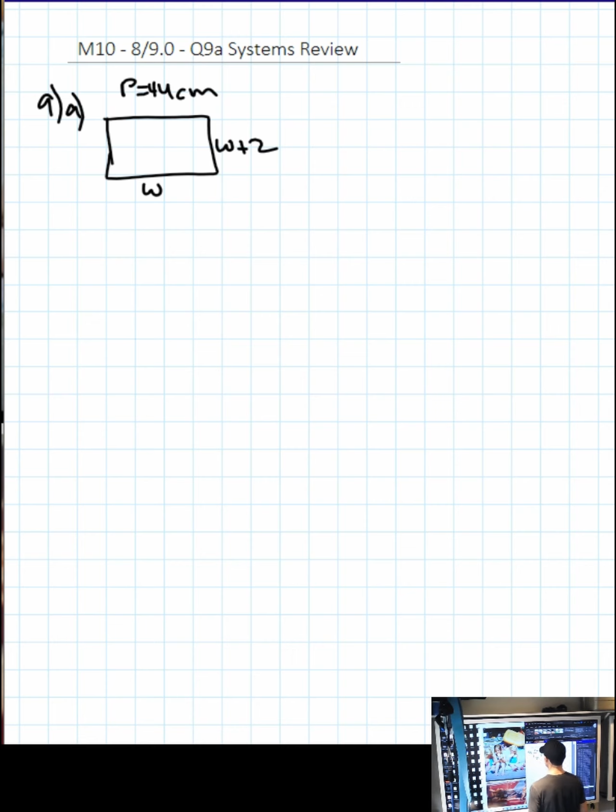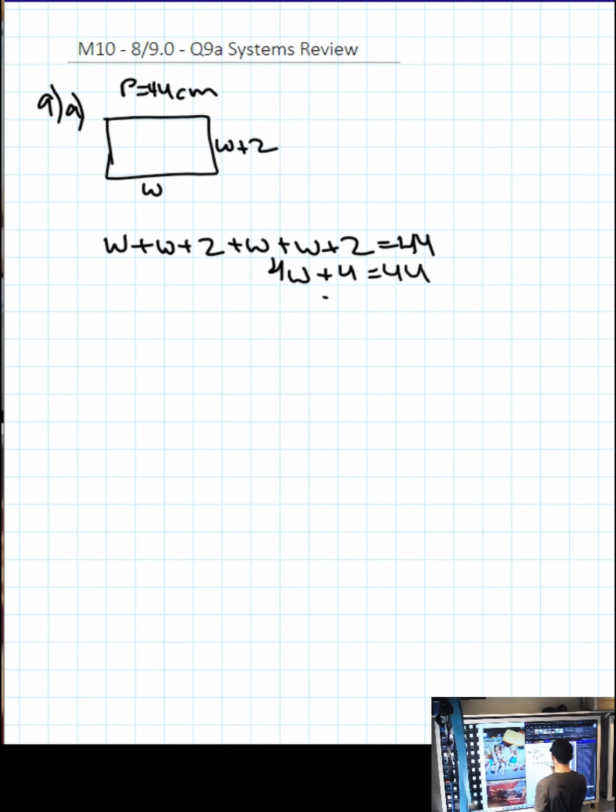So what's the formula for the perimeter? Well, the perimeter is just adding up all the sides. So we have W plus 2, and we have 2 of those. So we have another plus W plus 2, working our way around the rectangle, and that is 44. So on the left-hand side, we have 4W. W plus W plus W plus W is 4W, and we have 2 plus 2, which is 4, which equals 44. We can minus 4 from both sides, and we're going to get 4W equals 40. Divide both sides by 4, and W equals 10 centimeters.